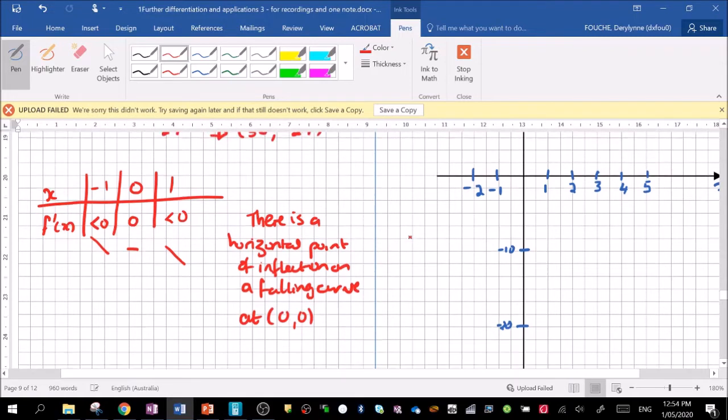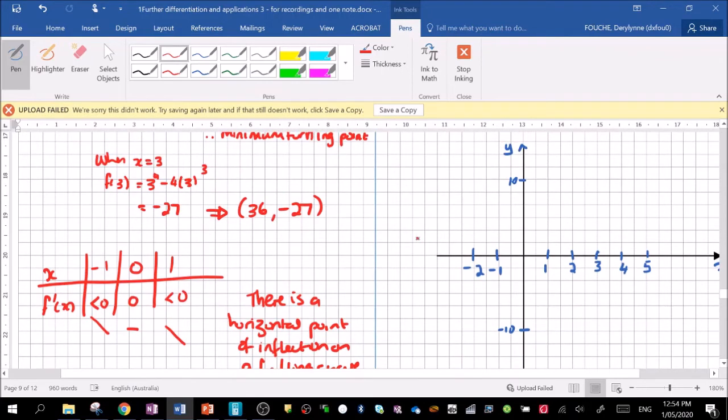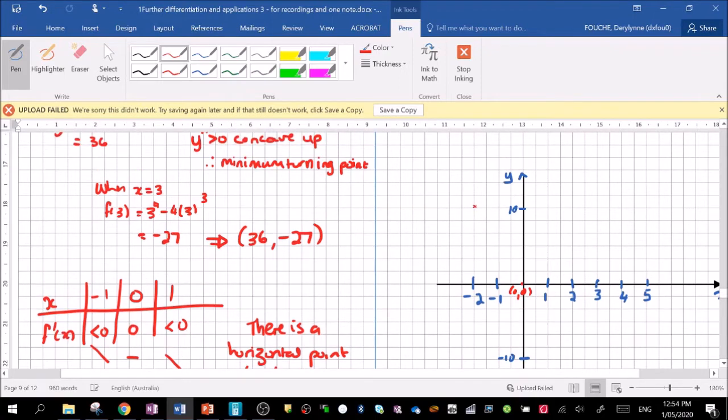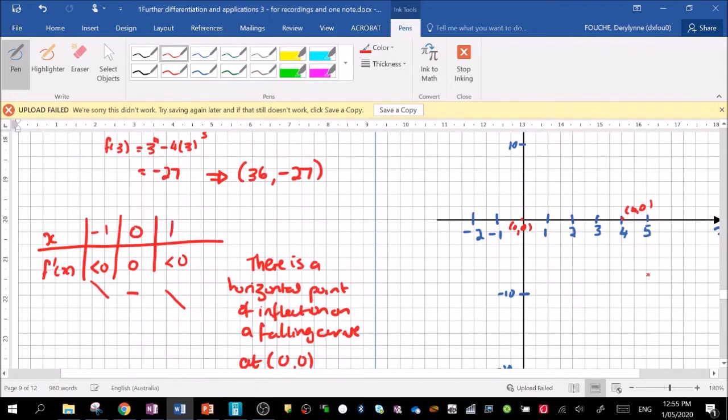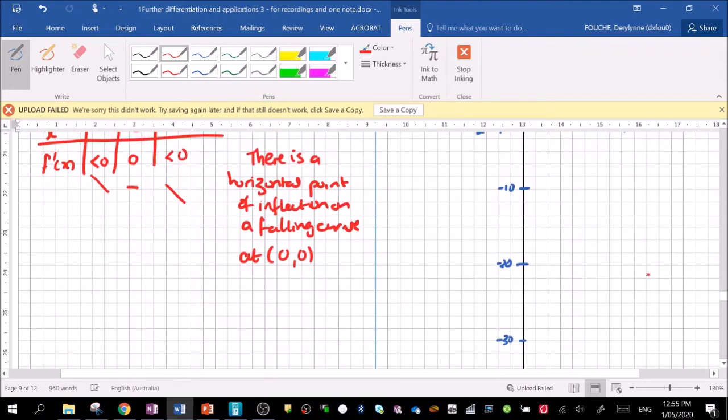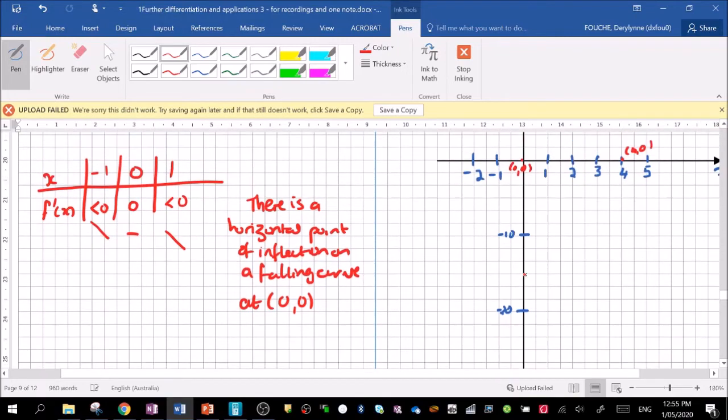Now, we found our stationary points. We've got a horizontal point of inflection here at (0, 0). I also have an x-intercept here at (4, 0). And I know I have a minimum turning point at (3, negative 27).